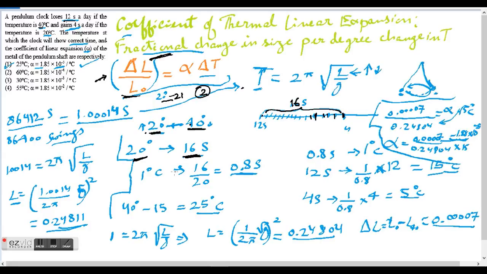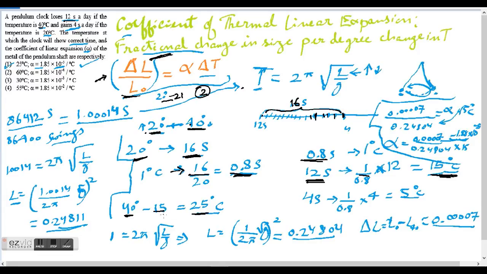So 1 degree Celsius would correspond to 16 upon 20, which is 0.8 seconds. So for each degree Celsius, there is a change of 0.8 seconds in the clock. Now, if 1 degree Celsius corresponds to 0.8 seconds, then 12 seconds, since it's given that there's a loss of 12 seconds, would correspond to 1 upon 0.8 multiplied by 12, which is 15 degrees Celsius. Now, if 12 seconds is 15 degrees Celsius, it means the ideal temperature at which there is no loss is 40 degrees Celsius minus 15 degrees Celsius, which is 25 degrees Celsius.